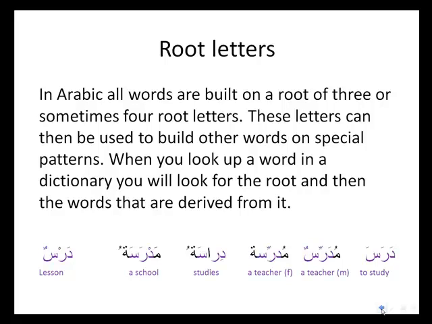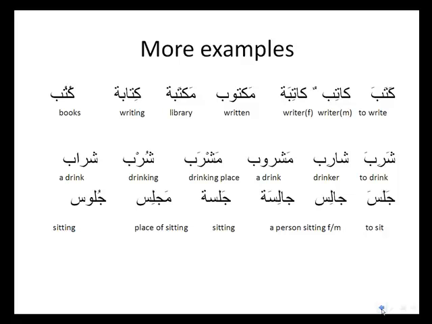So let's say you're looking for a school. You would first look for the 3 root letters, which would be dal, ra, sin, and that would give you darasa, to study. Then you would find many other words listed afterwards. For example, mudarris, a teacher, mudarrisa, female teacher, dirasa, studies, madrasa, a school, and dars, a lesson. We're going to have some more examples on the next page.